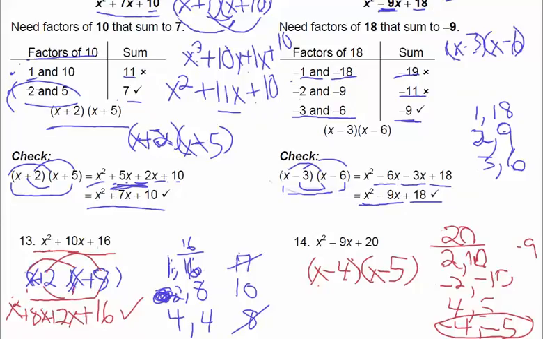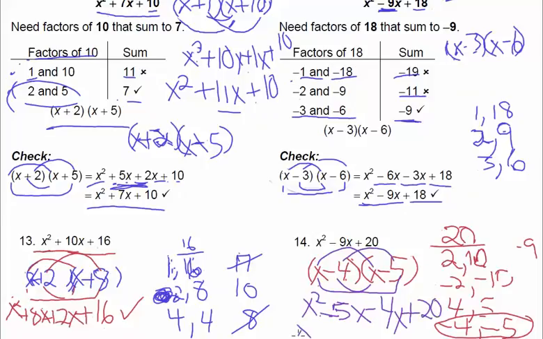And you do first times first, x squared. Outer would be negative 5x. And the inner would be negative 4x. And I can see already that this is going to work. And then negative 4 times negative 5 would be a positive 20 because negative times negative is positive. So we're going to get our original problem back, x squared minus 9x plus 20. So it checks, so it works, so we got the right solution there.